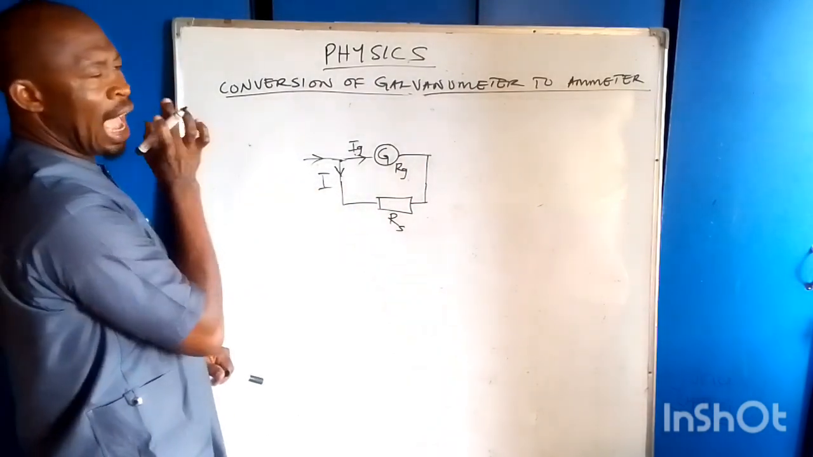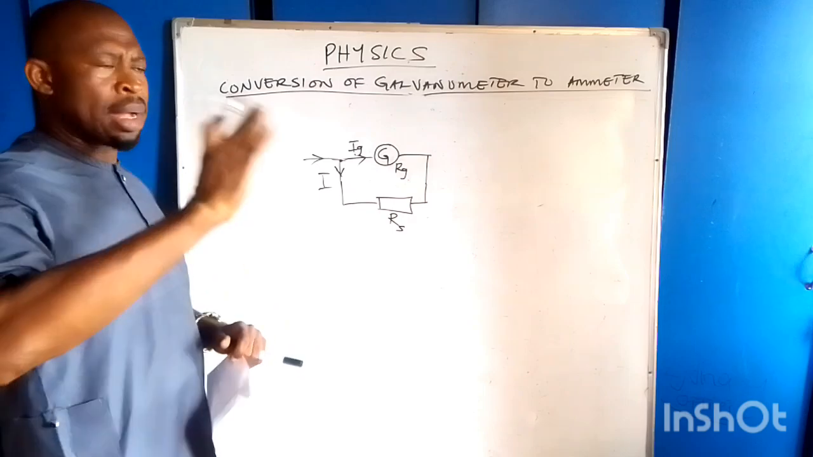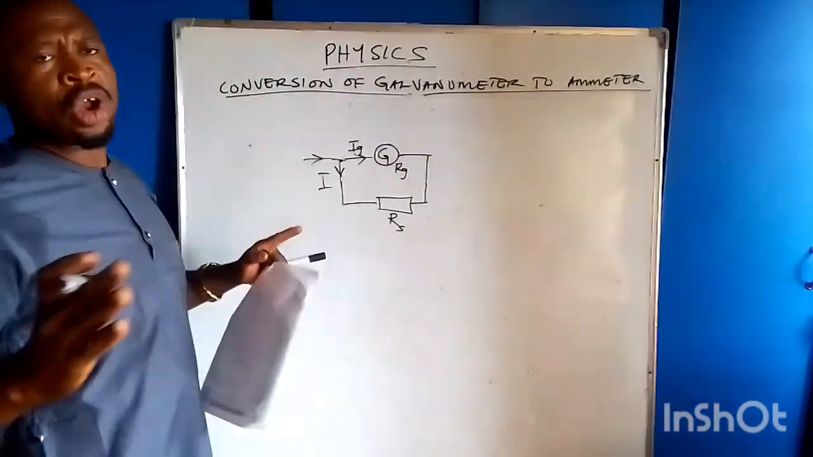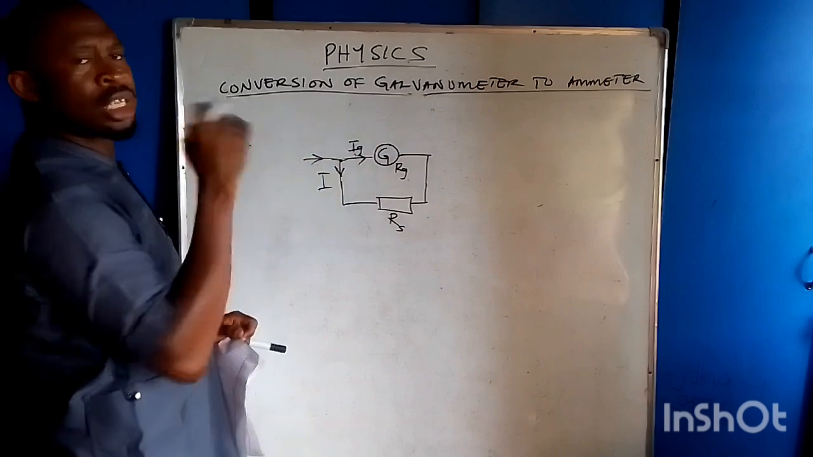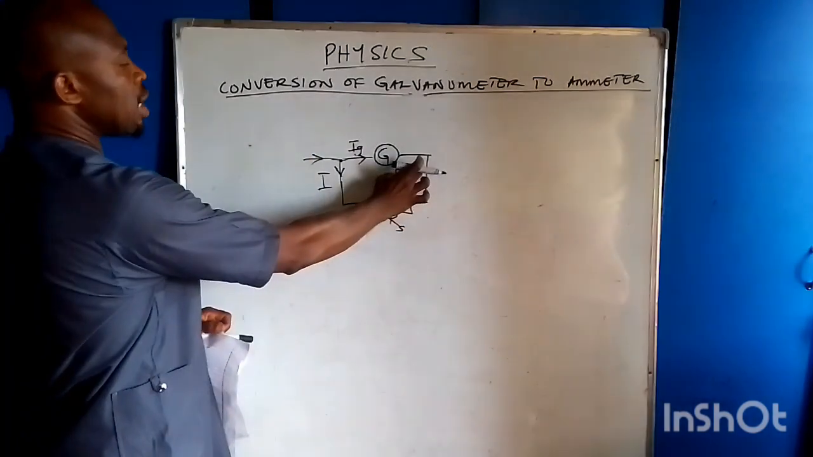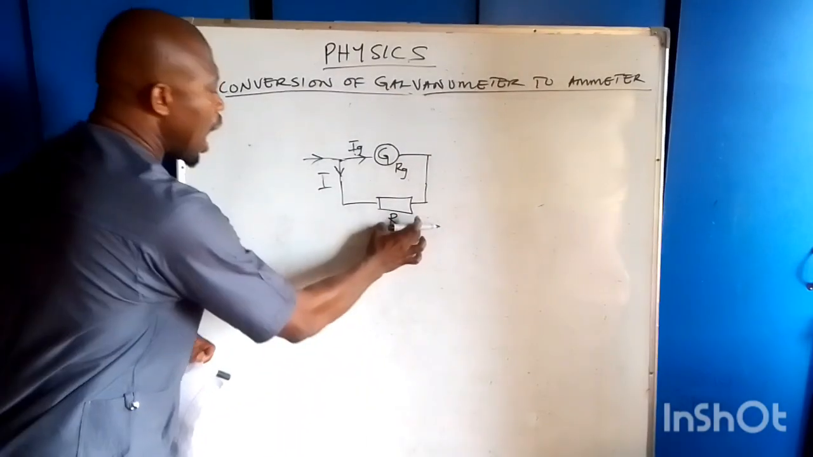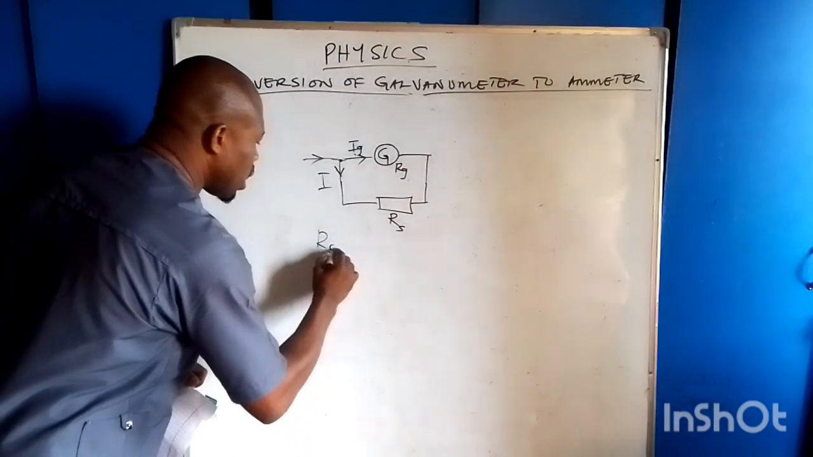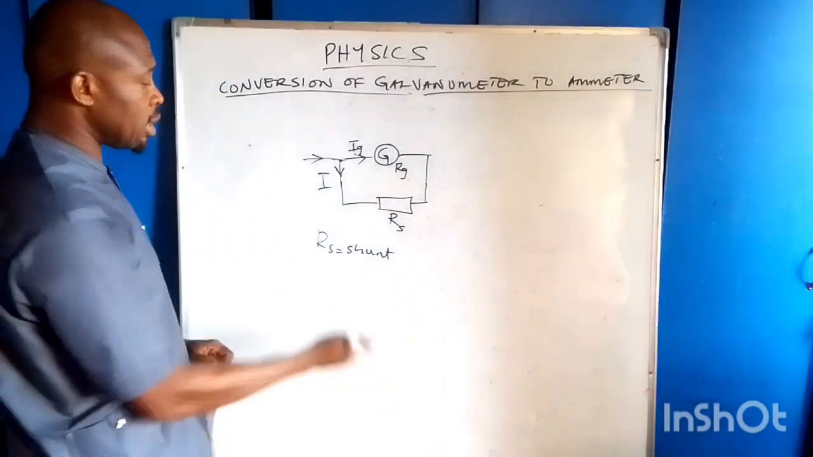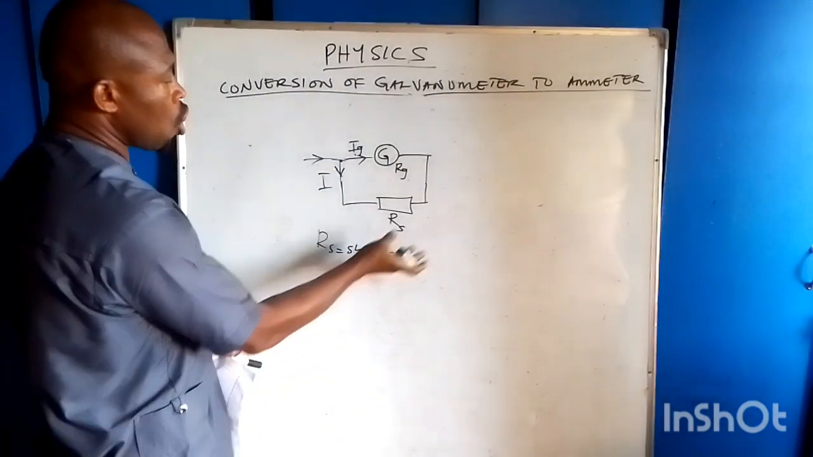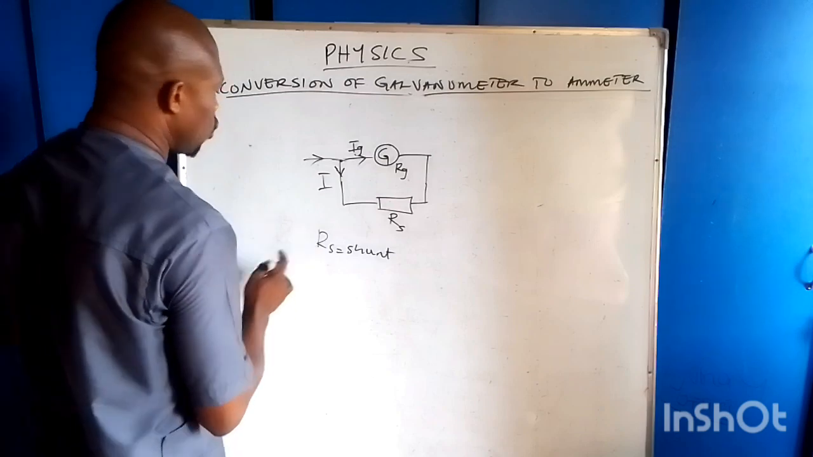So this I here is the current capacity, the range of current it can carry. While this Ig here is the current through the galvanometer. This Rg here is the resistance of the galvanometer. Rs here is the shunt. And of course, like I said earlier, it is a very low resistor connected in parallel with this galvanometer.